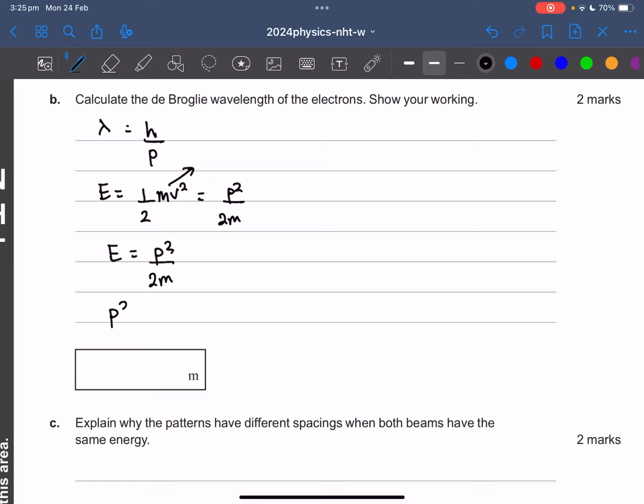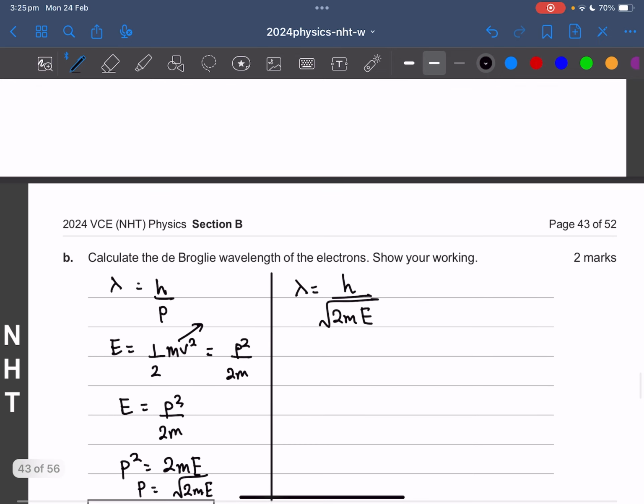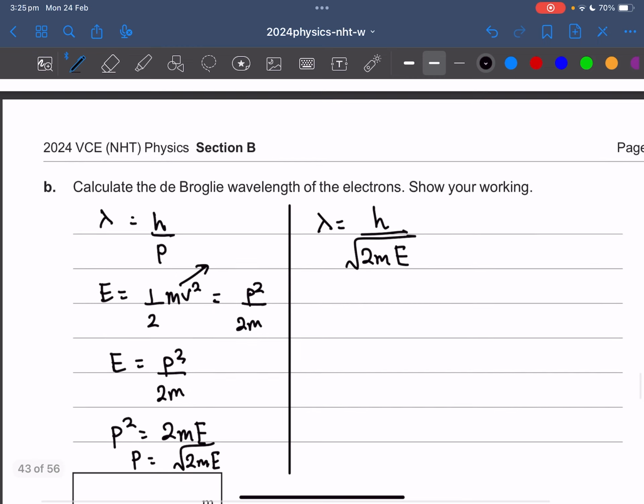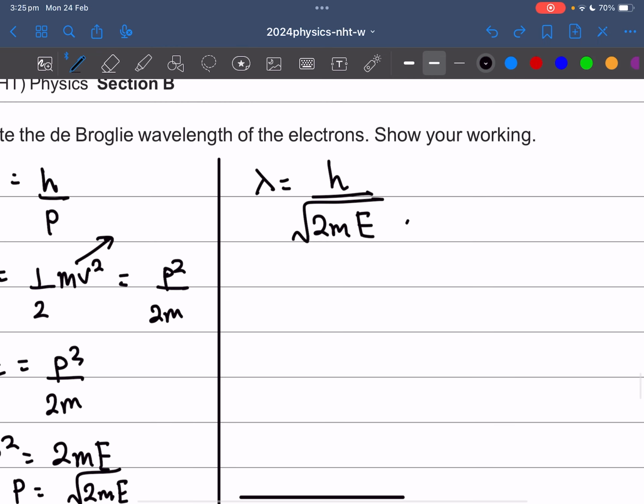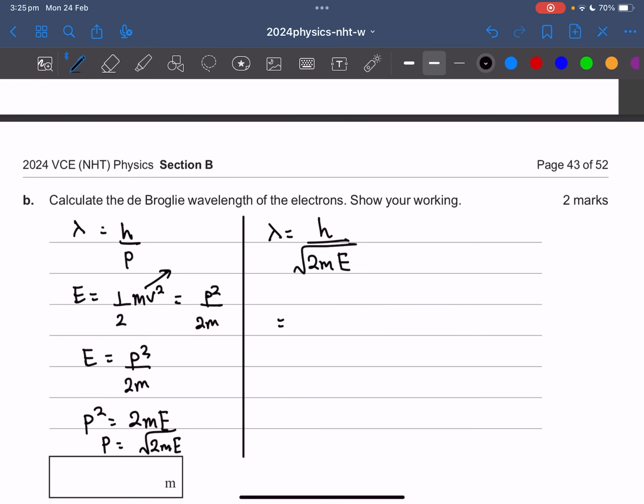So we have p squared equals 2mE, and that means p equals the square root of 2mE. Okay, so now we can easily calculate it. We have the h value, and we also have the m and the E, of course. The reason why I had to convert all of this is because we didn't have the momentum, so I thought maybe just converting it would be better. Okay, and now we just have to substitute in the numbers.